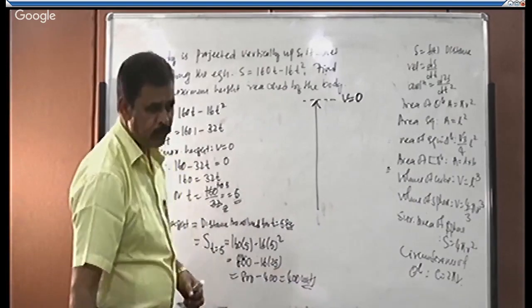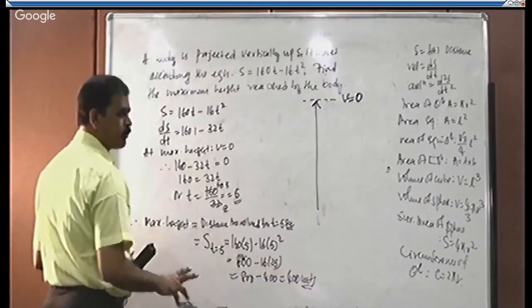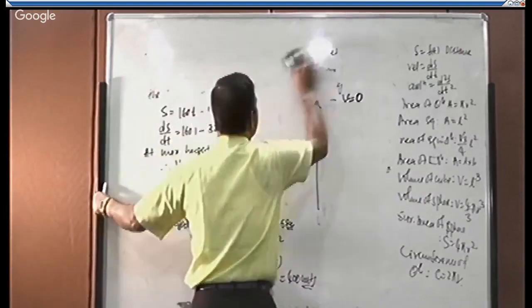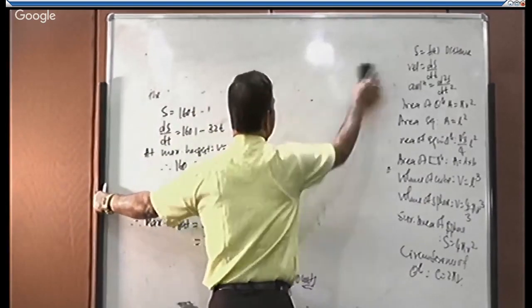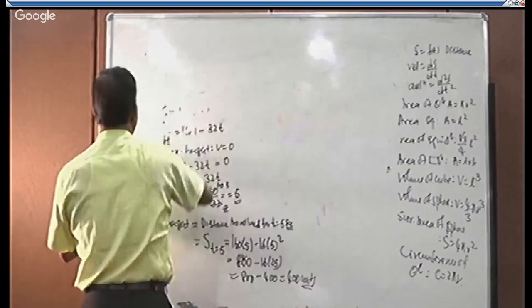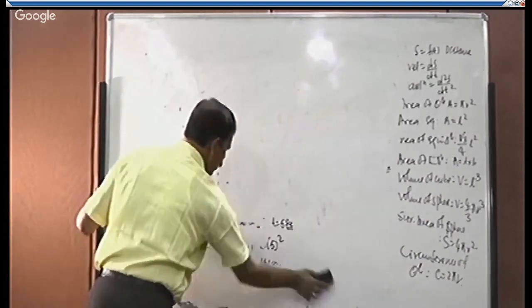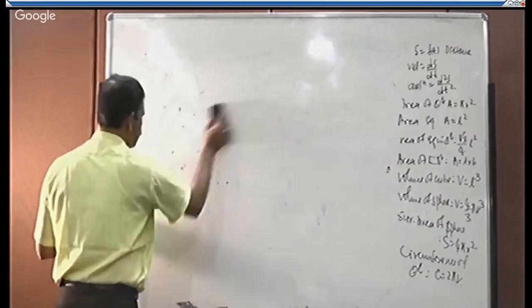Okay. So these are the problems related to velocity and acceleration, right? Then let us take the variation of radius, area, and other things.